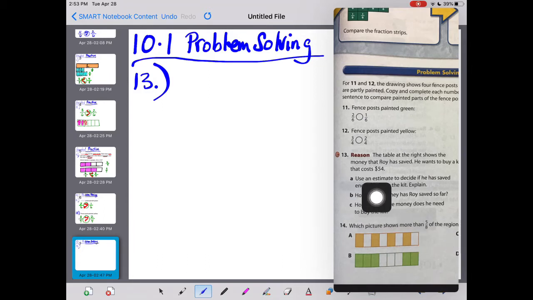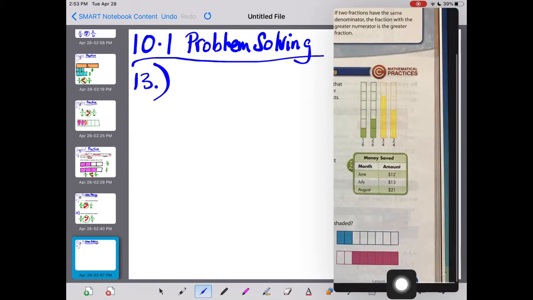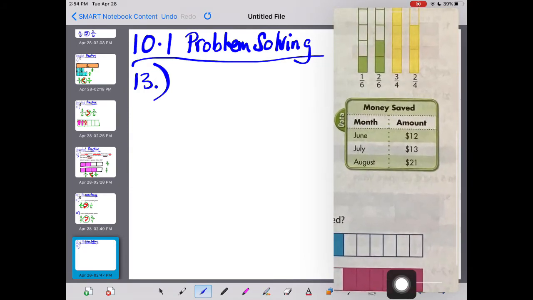When it says for A, use an estimate to decide if he has saved enough money to buy the kit. Well, let's take a look. He saved $12, $13, $21. If I'm going to estimate, I'm going to get my best educated guess. I'm going to round these numbers off to the nearest 10. Make it easy on me, okay?